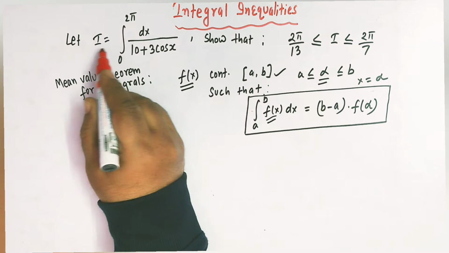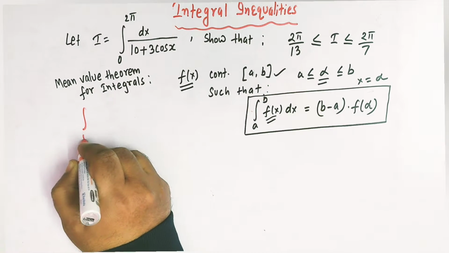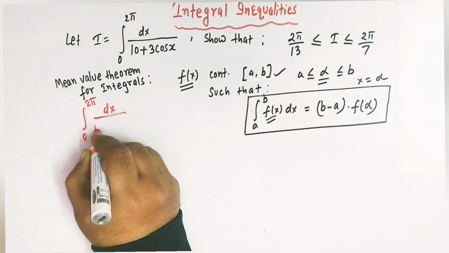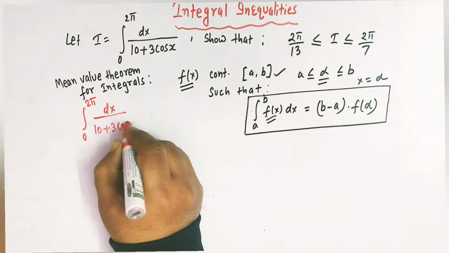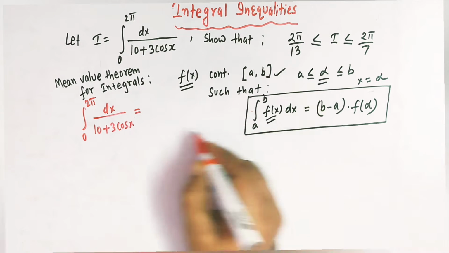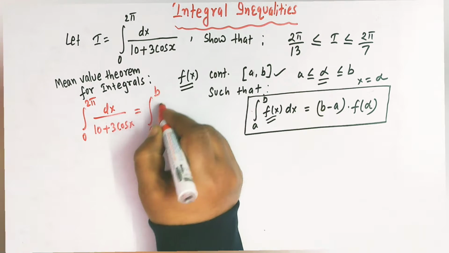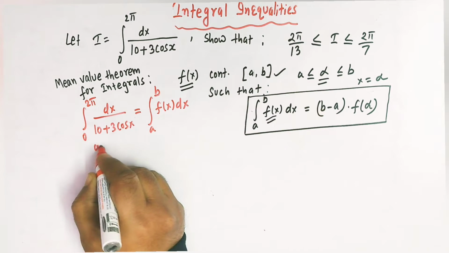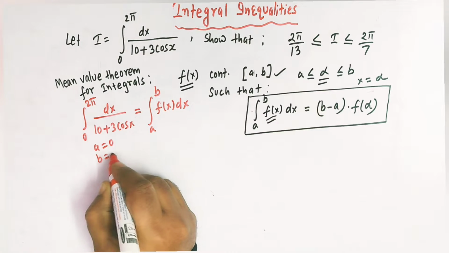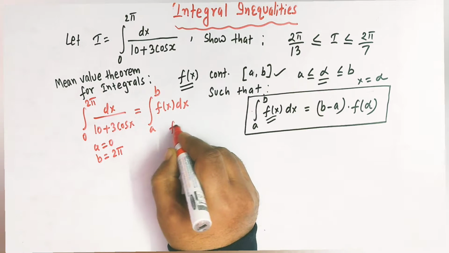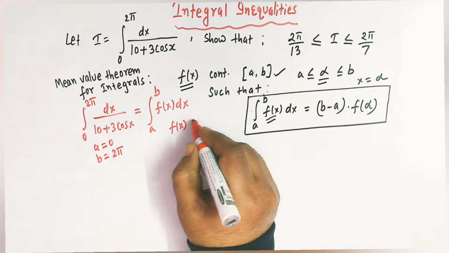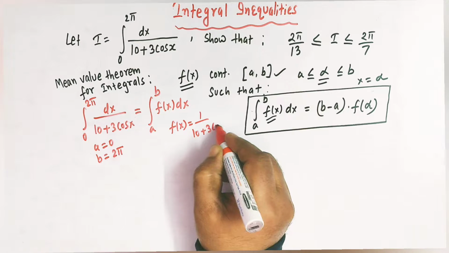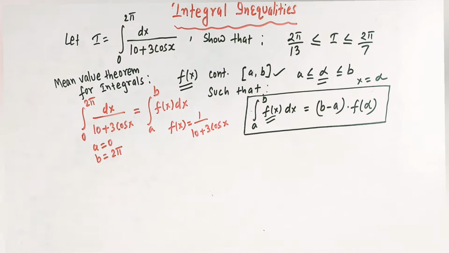Now let us first compare this integral, 0 to 2 pi dx over 10 plus 3 times cosine x, with the integral from a to b of f of x dx. So a is 0, the lower limit, b is the upper limit, that is 2 pi, and f of x is equal to 1 over 10 plus 3 times cos of x.